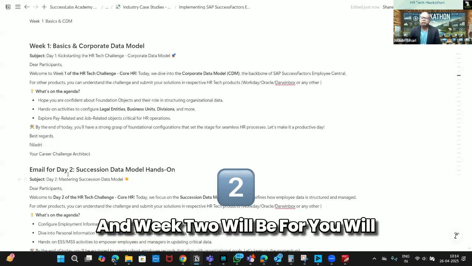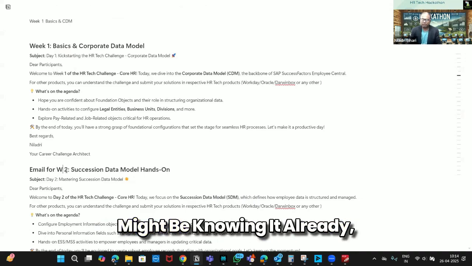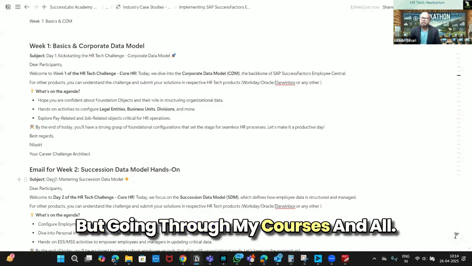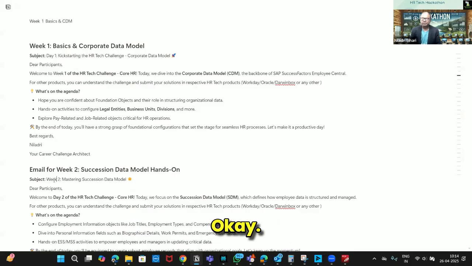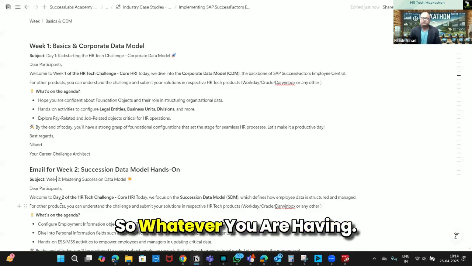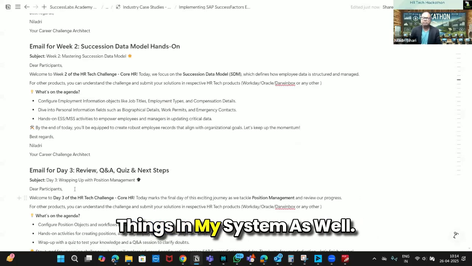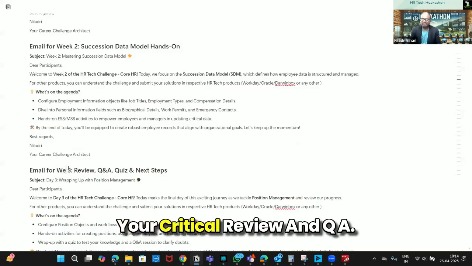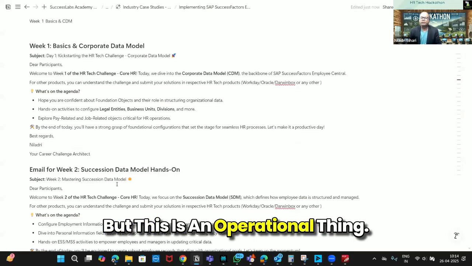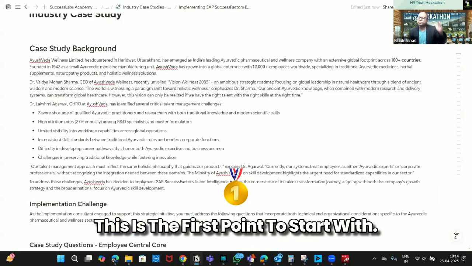Week 2 will be the succession data model, which you might already know theoretically from my courses, but this will be an actual challenge performed in the system or simulation, whatever you are having. At the same time, you will be contributing by submitting those things in our system as well. The third will be a theoretical review and Q&A, but this is an operational thing I will talk about. There will be many more challenges in this hackathon. This is the first point to start with.